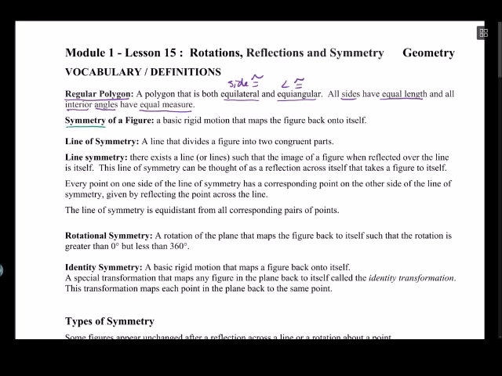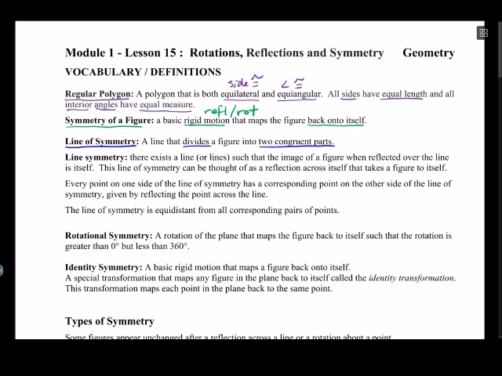The symmetry of a figure is a basic rigid motion that maps the figure back onto itself. So basic rigid motions are rotations, reflections, and translations. We are going to be concerned most with reflections and rotations for symmetry. Line of symmetry is a line that divides a figure into two congruent parts.